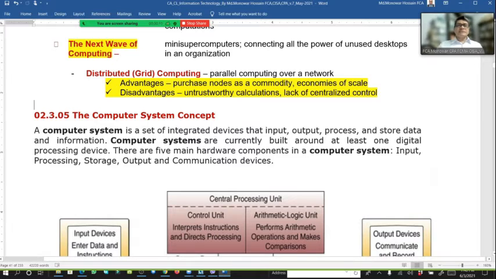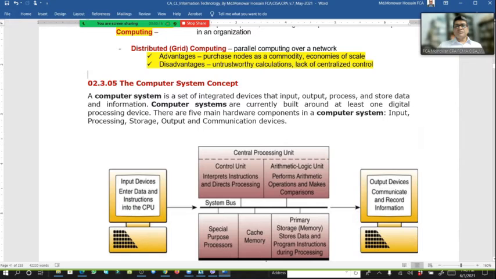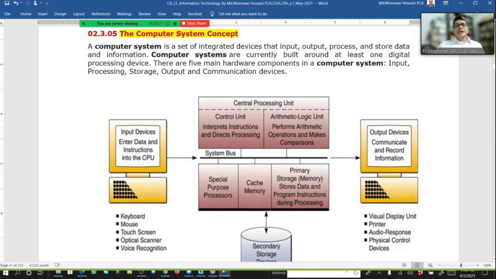The computer system concept: let's see how a computer works and what system it uses. Look here, a computer system is a set of integrated devices that input, output, process, and store data and information. Computer systems are currently built around at least one digital processing device. There are 5 main hardware components in a computer system. So it's your objective question.